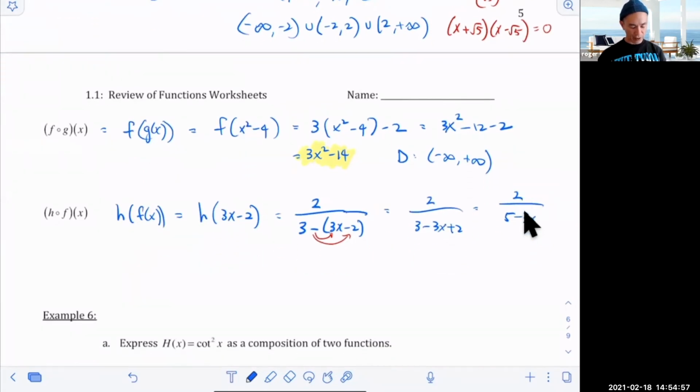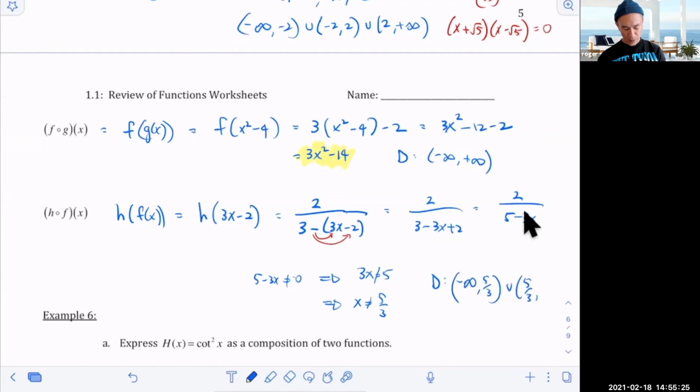And then this time we do have a fraction. So for the domain, we know that 5 minus 3x cannot be equal to 0. So that's the same thing as saying 3x is not equal to 5, which is the same thing as x is not equal to 5/3. So our domain is going to be from negative infinity to 5/3, union 5/3 to positive infinity. Like that. All right.